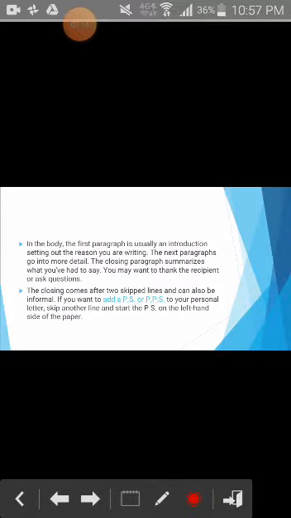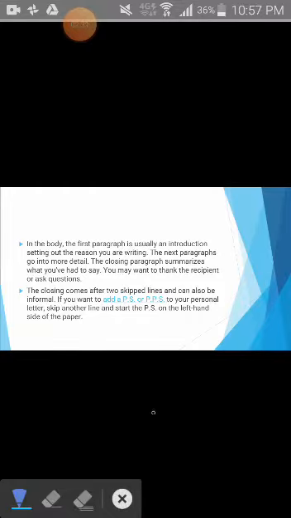Right, normally in a letter there are three paragraphs: an introduction, then a body, and then a closing paragraph. But in informal or personal letters you don't need to worry about this. Then coming to the closing of the paragraph, you have to skip a few lines, and then write your own signature at the end of the letter, or your address and your contact number at the end. But in informal letters you don't need to worry about all these things.